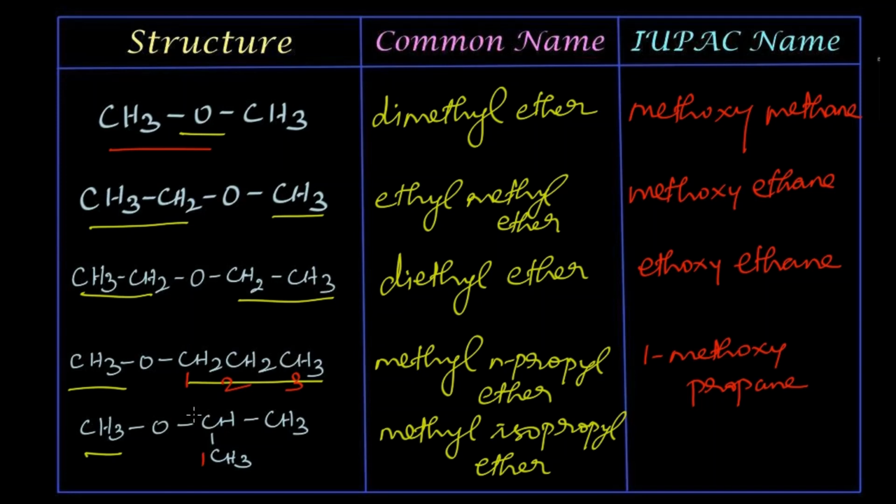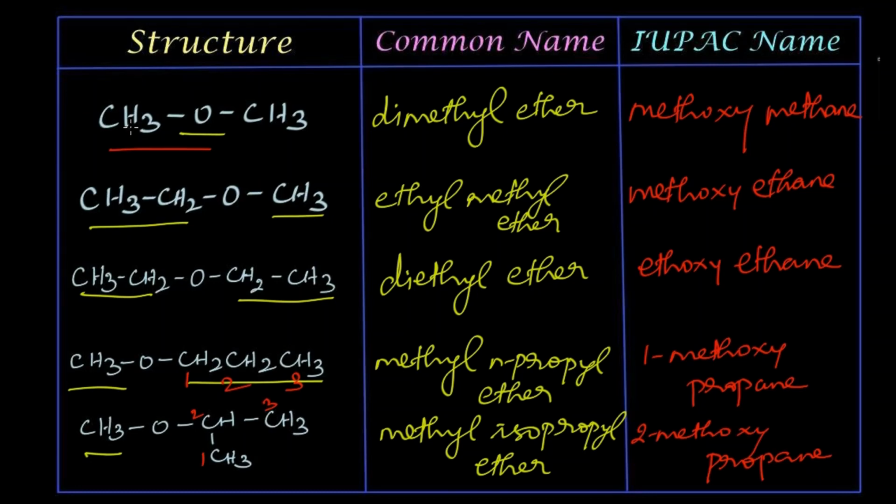Here first carbon, second carbon, third carbon. To the second carbon, a methoxy group is attached. So 2-methoxy, and 3 carbons are here, so propane. 2-methoxypropane is the IUPAC name of this compound.